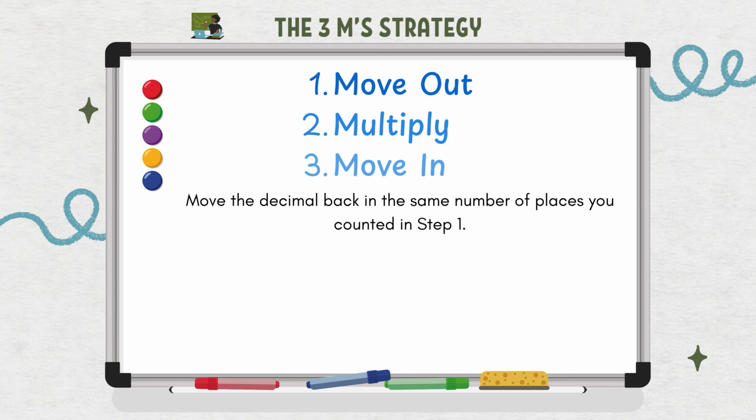Step 3, move in. Once you find your product, start at the end of the number all the way on the right, move the decimal back in the same number of places you counted in step 1, and that's your final answer. That's it. Move out, multiply, move in. Now let's try some examples together.